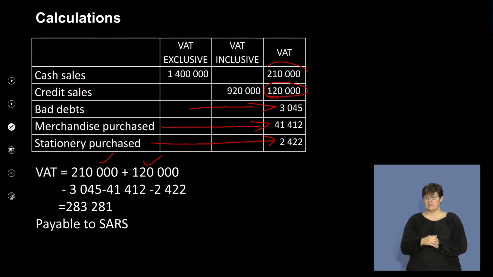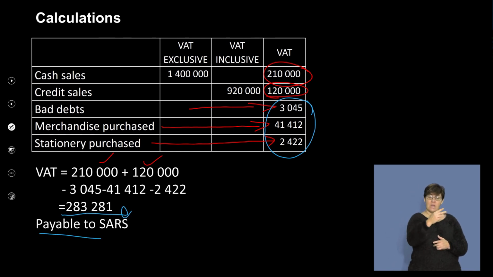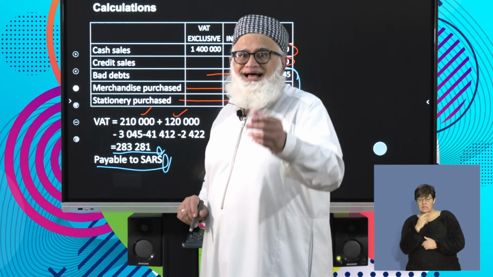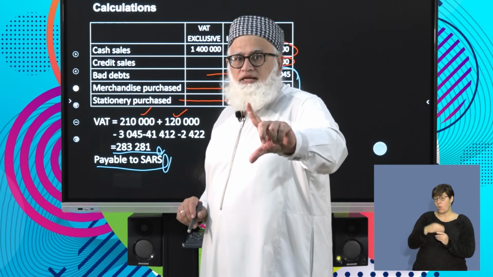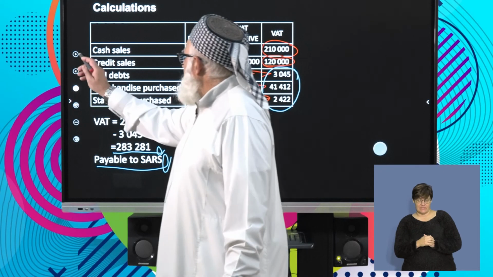Let's keep them there together. And then let's do the inputs separately. There you can see is what you're going to claim back from SARS. So minus 3045, minus 41412 and minus 2422 will give you an amount of 283,281, which is payable to SARS. So once again, guys, most important, ask yourself the amount, whether it's inclusive or exclusive.